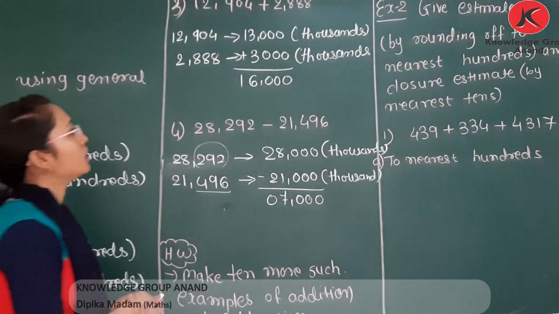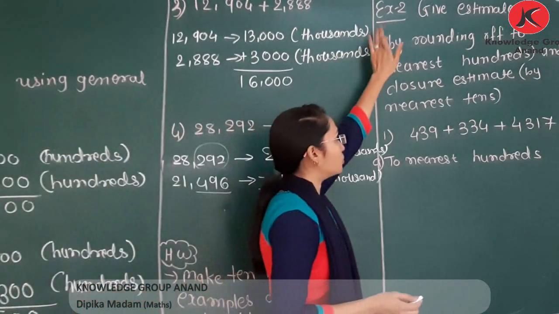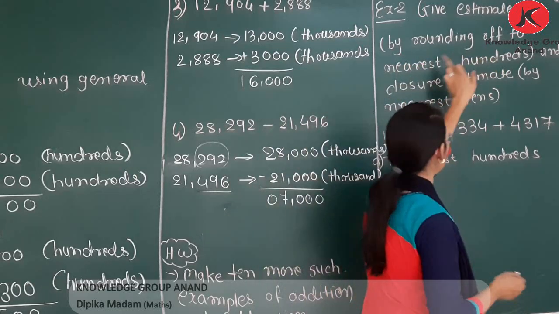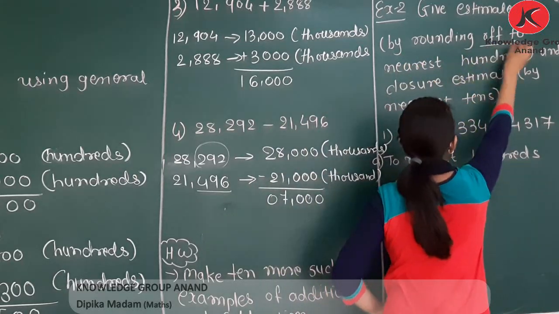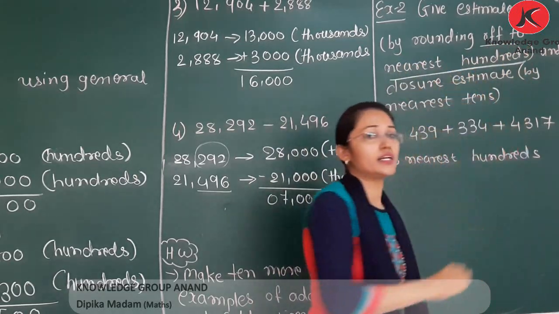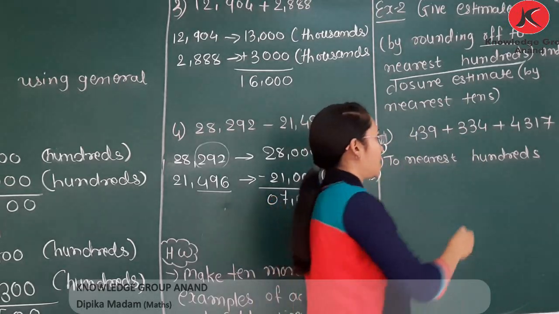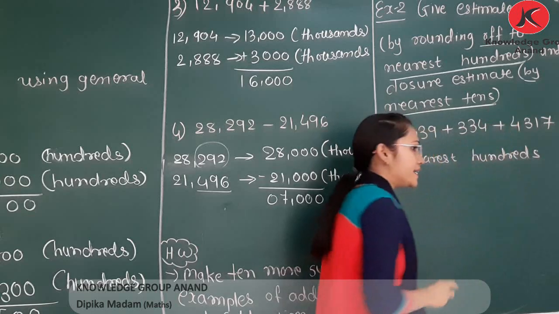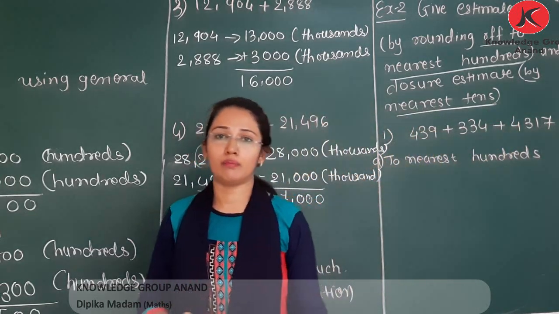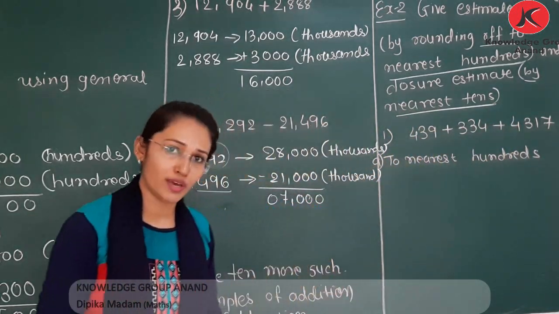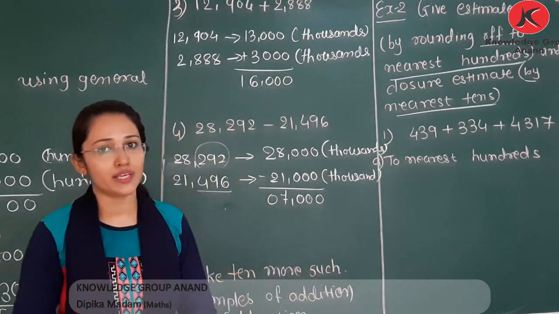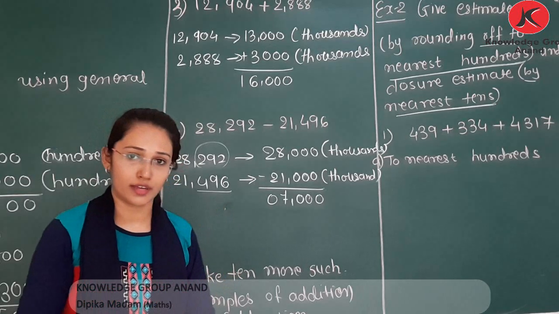ઓકે? Example 2. Give estimate by rounding off to the nearest 100. First example માં શું કરવાનું છે? Nearest 100 નું estimation કરવાનું છે, and closer estimate by nearest tens. Means એક જ example માં પહેલા બધા નંબરનું 100 નું estimation કરવાનું અને ફરીથી બધા જ નંબરનું tens નું estimation કરવાનું અને આન્સર ફાઇન્ડ કરવાનો.